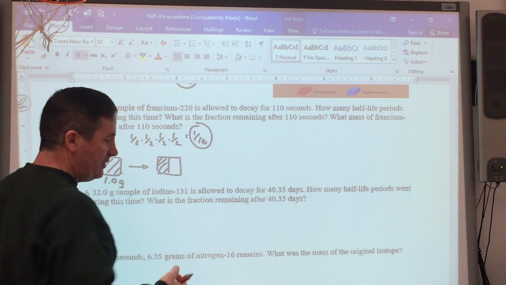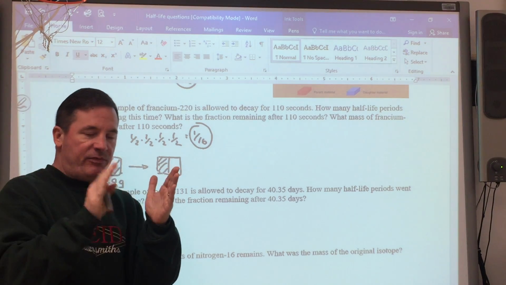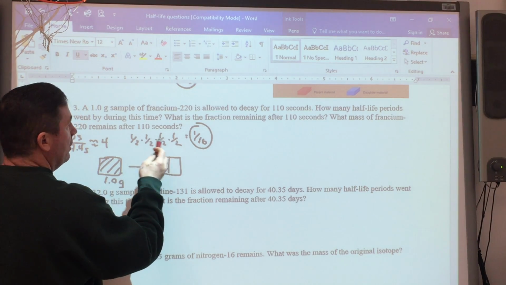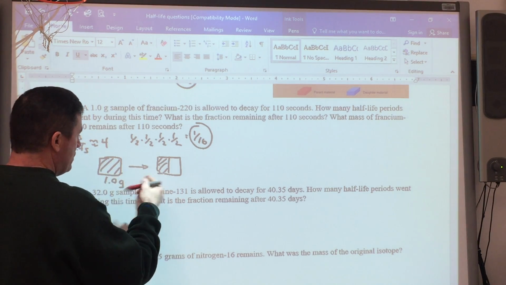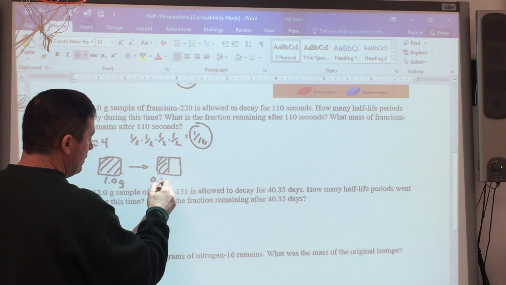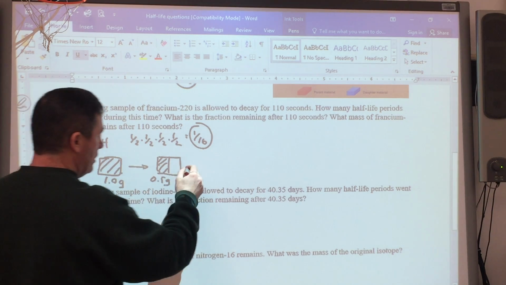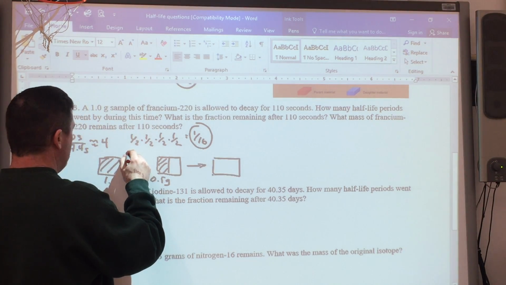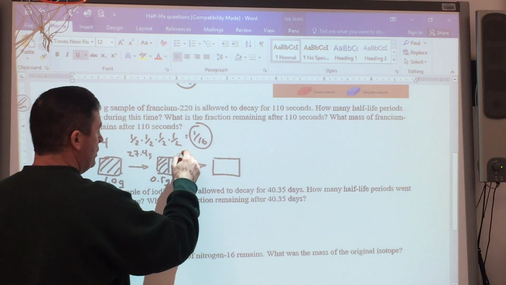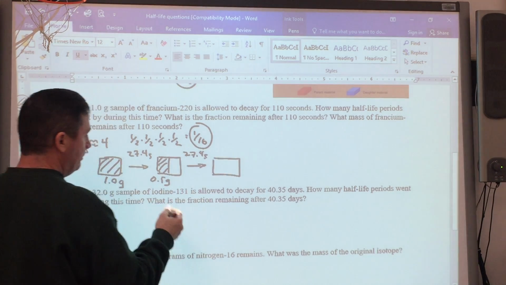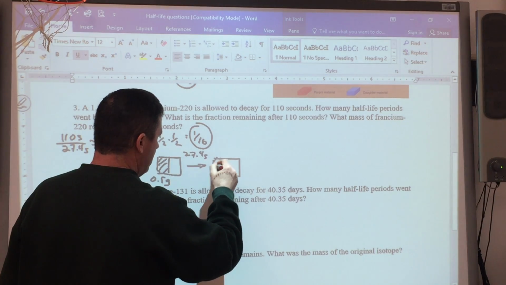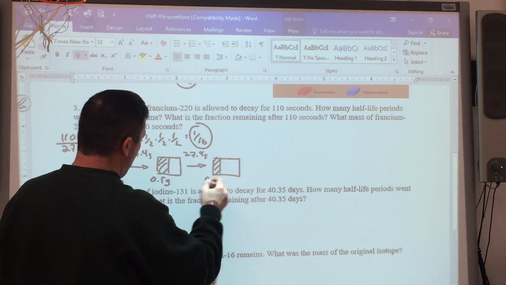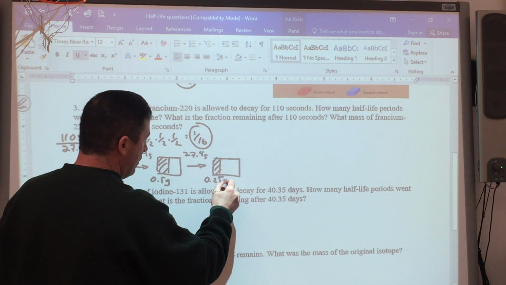Now you know that in a sample it's not going to be one half or the other, it's just going to be random. So over 27.4 seconds, half of it will be gone. So what's left? 0.5 grams. Here's another one. Another half-life goes by. 27.4, you could put that each time, seconds. Half of that. So now I'm at this stage. Half of 0.5 is 0.25 grams.